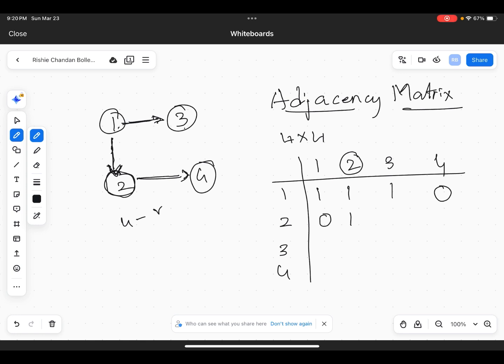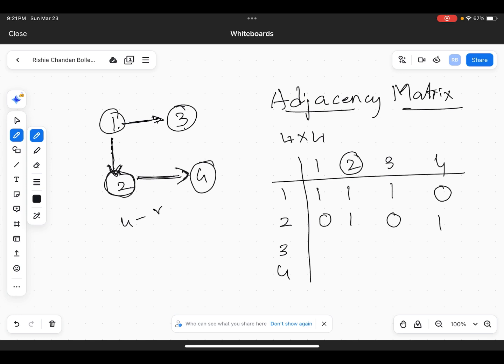Now we have to ask, can we reach 3 from 2 through a direct edge? No, we cannot. So I'm going to put a 0 here. And coming to 4, is it directly reachable from vertex 2? Yes, it is, because we have an edge which is properly directed.